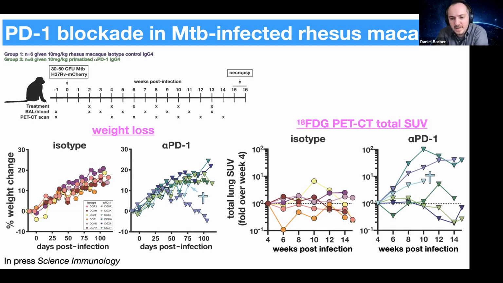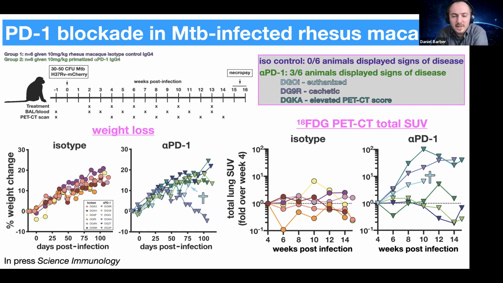We also followed disease in these macaques using FDG PET-CT imaging. And here I'm showing the data normalized to week 4, which is where we can first start to detect the PET-CT signal in these animals. You can see the PET signal on the isotype control treated macaques is relatively stable over the 16 weeks of infection. But we did have one macaque, or several macaques develop progressive PET-CT signal over the course. And in fact, one of the macaques hadn't lost any weight and made it to the endpoint, but actually had the highest level of disease as measured by PET-CT.